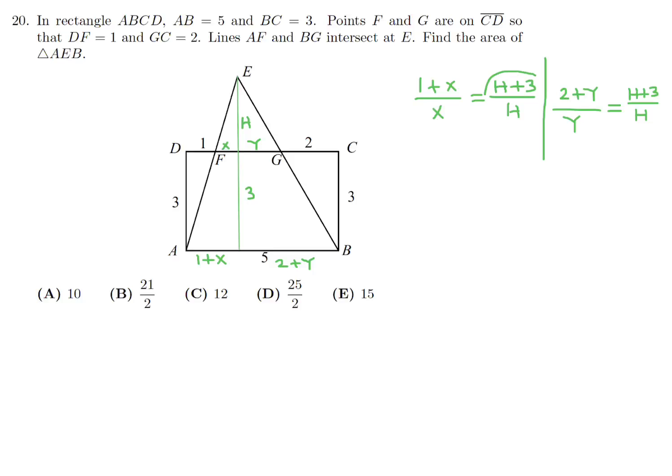Now, we've noticed that this is the same on both sides. So that means that this must be equal to that. So 1 plus x over x is equal to 2 plus y over y. Now, one thing you will notice from this diagram, I hope, is that x and y can be combined. You can add them. X plus y is equal to something. Now, what is it equal to?